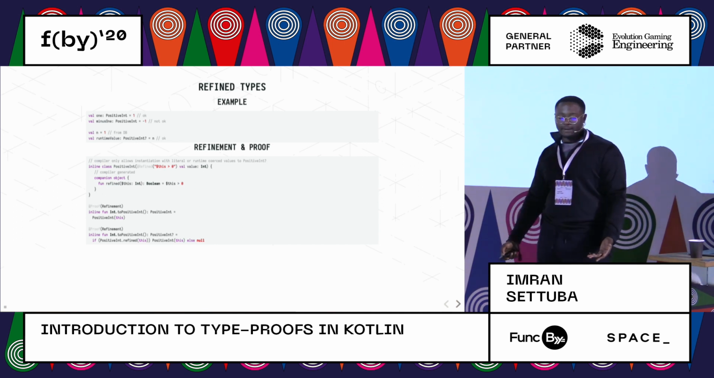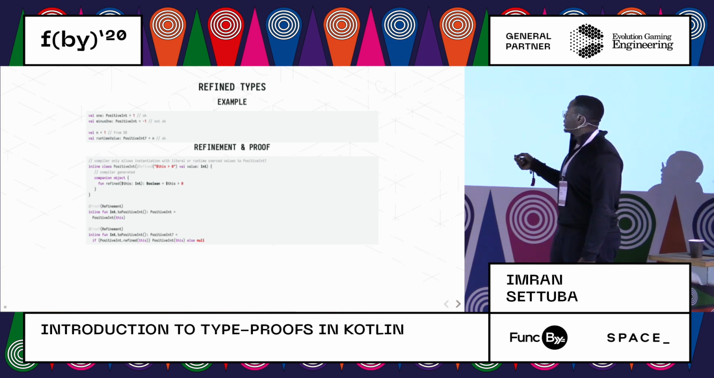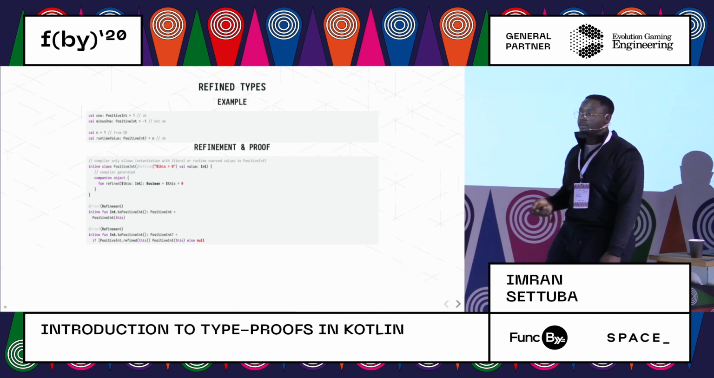But we can extend our proof simply with this here. Whenever there's an integer, we can define a proof from integer to positive int nullable. Whenever it is refined, we can box it into the positive int. If not, we will just emit the null.